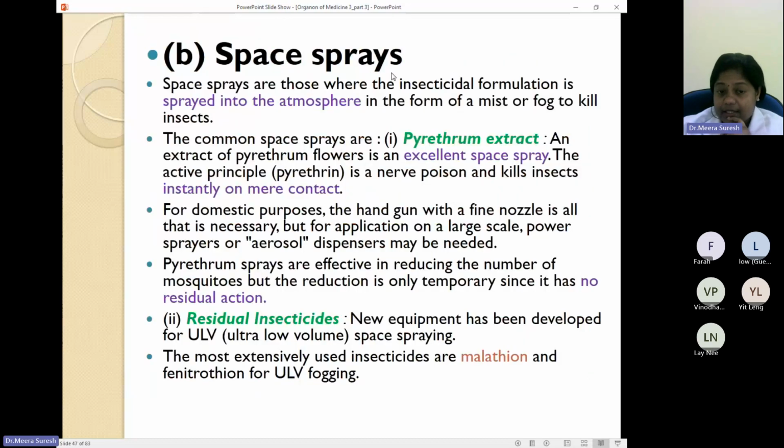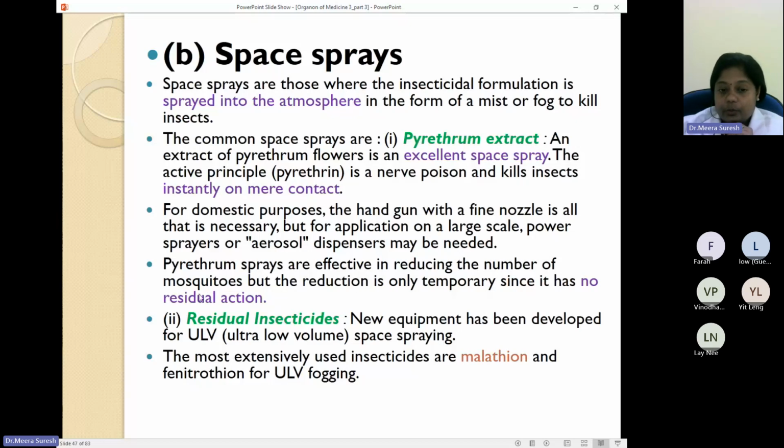Then we go for the space sprays, when it is to cover a large area or the insecticidal formulation is sprayed from the atmosphere. So it will be coming out in the form of more mist or fog and to kill the insects. The most commonly used one is pyrethrum extract, which is taken from the pyrethrum flowers. We have seen that it is a contact one and no poison and also immediately killing the organism. For domestic purpose, the handgun with a fine nozzle is necessary, but on a large scale, we need to use power sprayers. Pyrethrum sprays are effective.